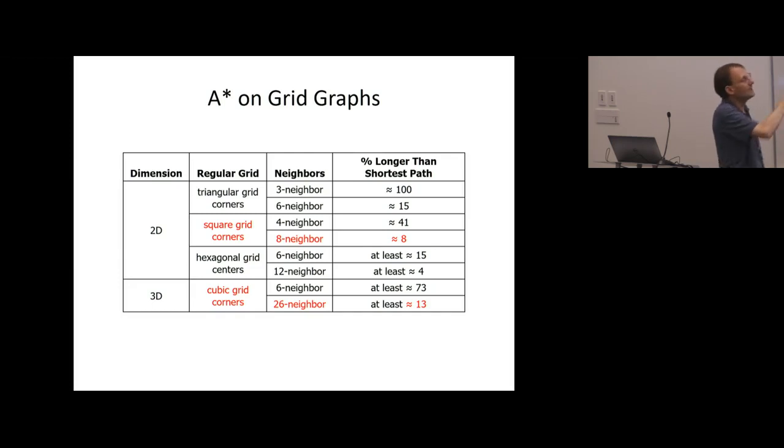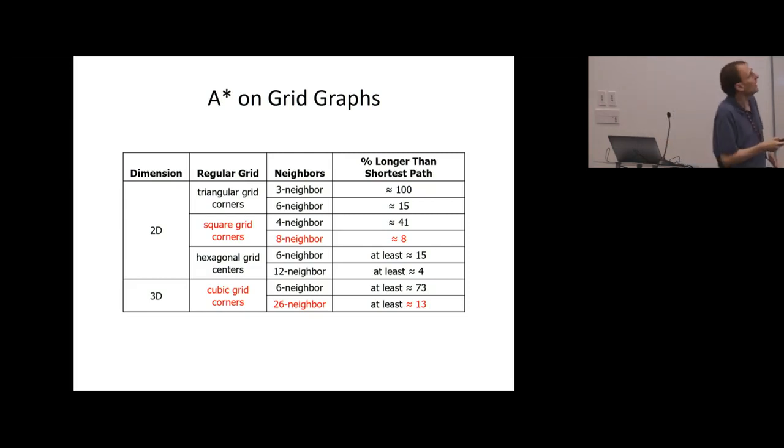It is how you discretize, how you tessellate the space. Do you tessellate it into triangles, into squares, or hexagons? Where do you put the vertices? Do you put them at the corners of the cells or at the centers of the cells? And then how many of the neighboring vertices do you connect a vertex to? Could be 6 or 12, depending on what you want to do.